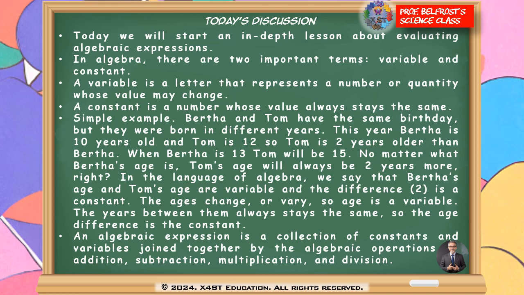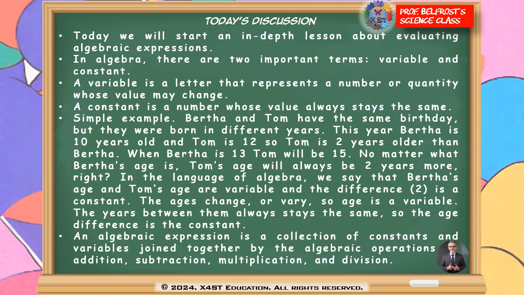Okay, so first, variable, as the name states: a variable is just, in mathematics, a letter that represents a number or quantity whose value may change, while a constant is just a number whose value always stays the same. This is a simple example where you can see the difference between a variable and a constant. There are two kids called Bertha and Tom. Bertha and Tom actually have the same birthday, but they were born in different years.